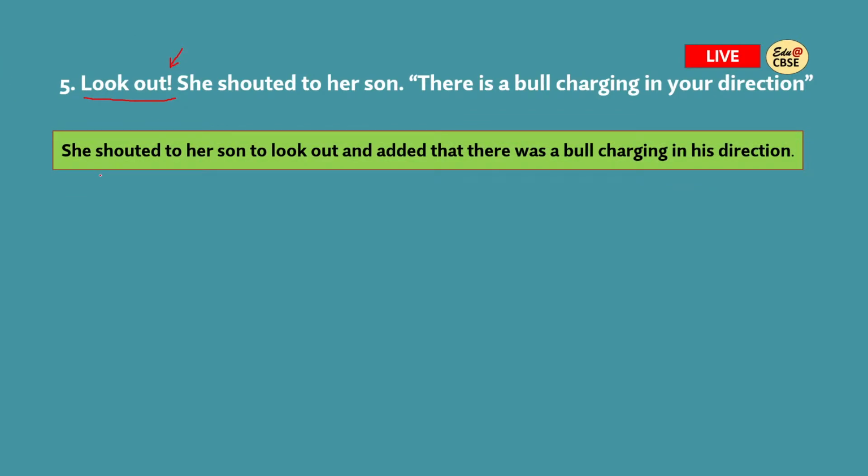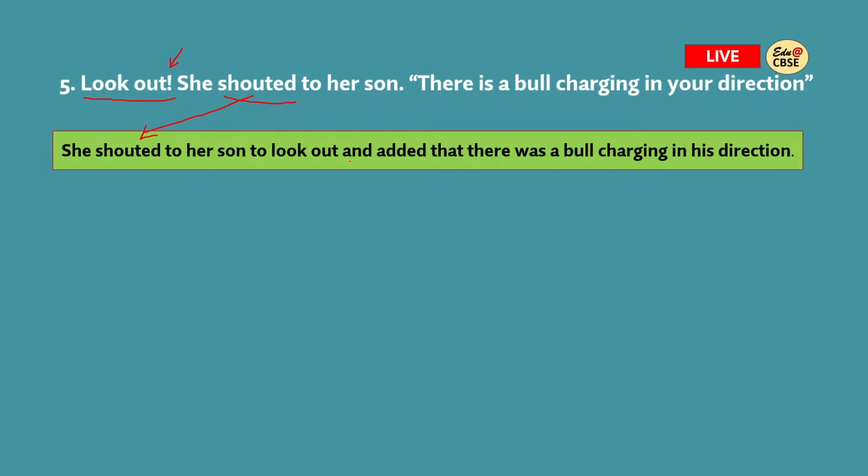Now if you write warned, it's not going to be wrong, but shouted is already given, so you can use shouted also. Okay, it is a warning. Look out. Yes, it is a warning, but it also says she shouted to her son, so you can use the same word that is given here. She shouted to her son to look out. If you write she warned, it is not going to be wrong. It is a warning. So she shouted to her son to look out and added.